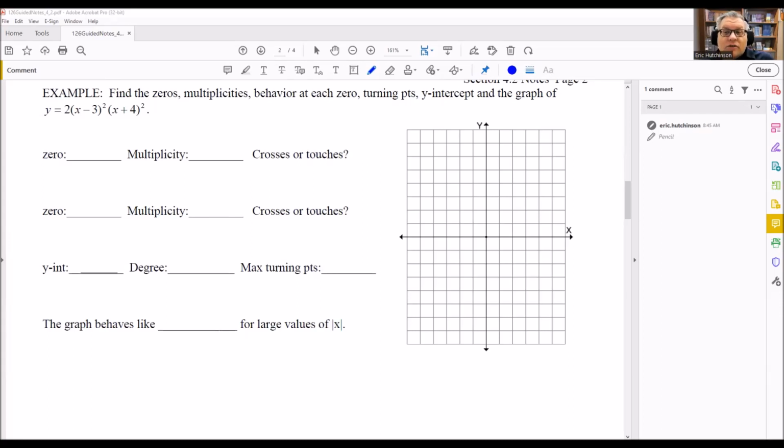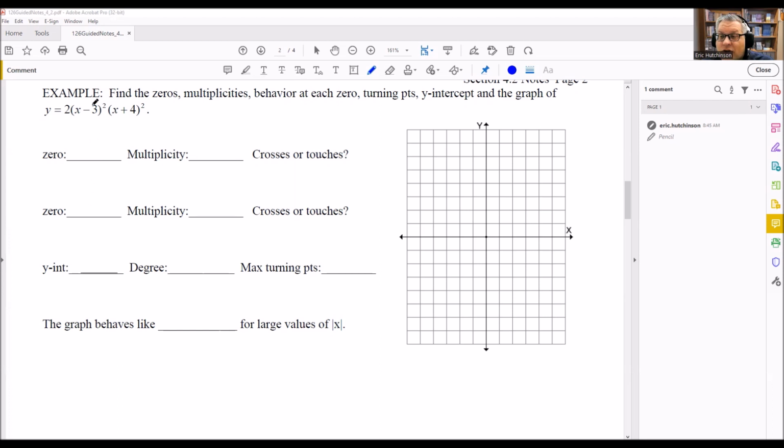For this problem, we need to fill the information in and graph. Notice that this time, we only have 2 blanks for the zeros. That's because you're only going to have 2 zeros on this problem. The 2 that's out front, we can't set that equal to 0, so that's not going to give you one of the zeros. You can only get a 0 if there's an x involved.